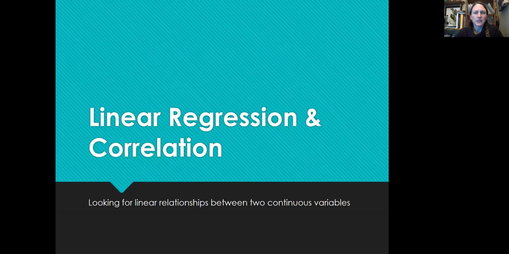Today I'm going to talk to you about linear regression and correlation. These are both analyses that have some similarities, but also some important differences. And we use each of them when we're looking for linear relationships between two continuous variables.